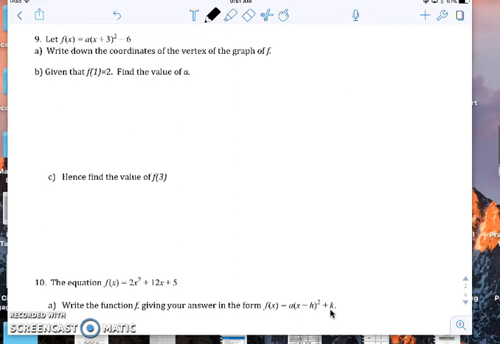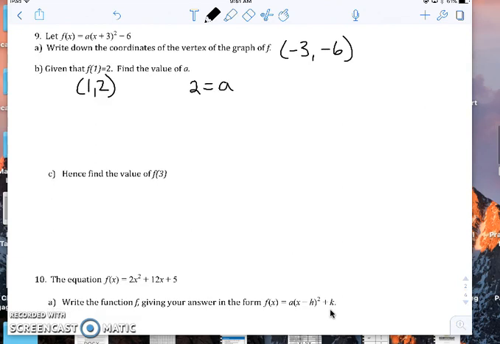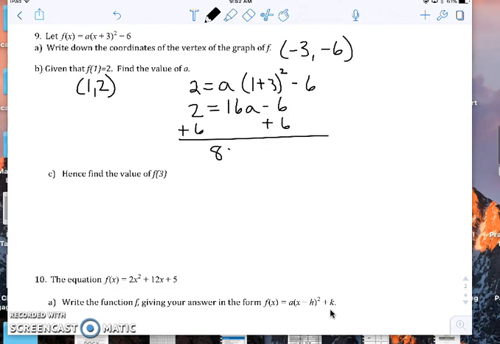Number 9 here. Write down the coordinates of the vertex. Well, it's in vertex form, so negative 3, negative 6. Find the value of a. f of 1 equals 2. So this is like giving us the coordinate (1, 2). So we can plug in 2 for y. a(1 plus 3) squared minus 6. So 2 equals, so this is 4 squared, 16a minus 6, plus 6 on both sides. 8 equals 16a, so a would be 1/2.